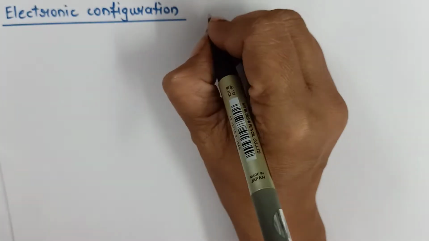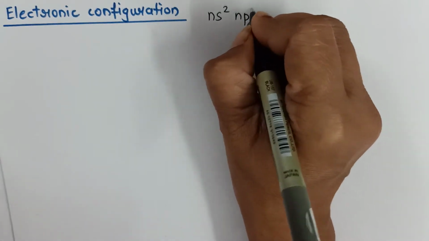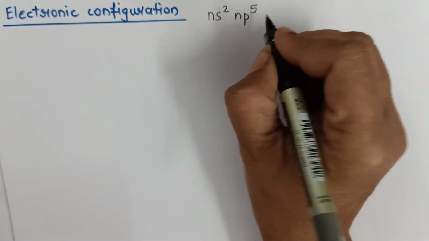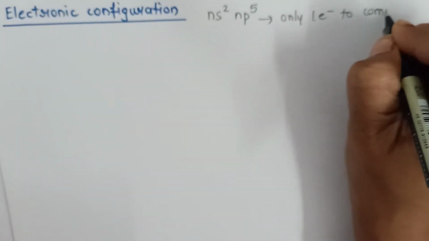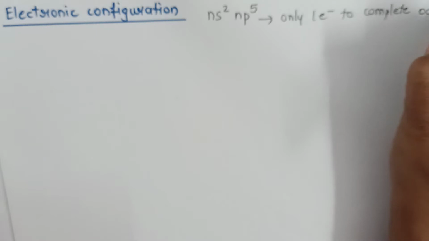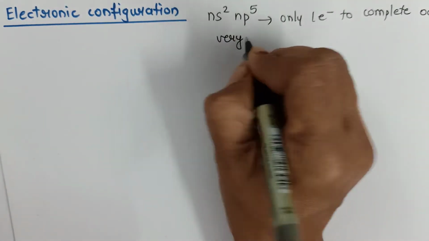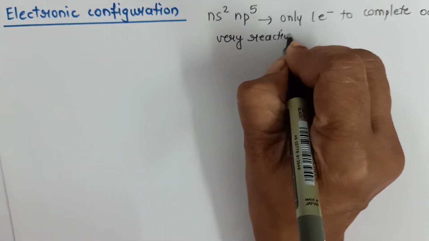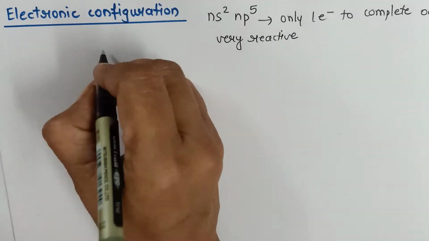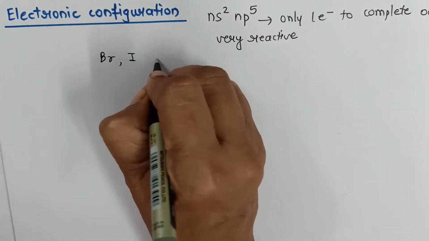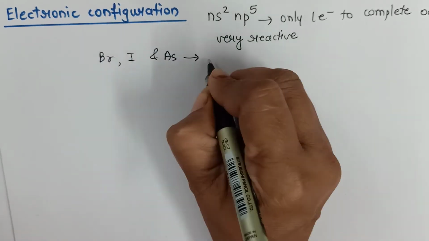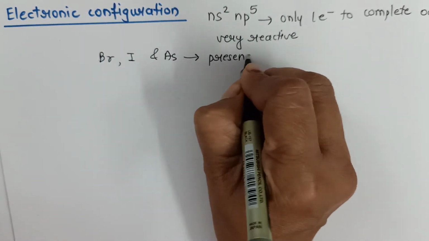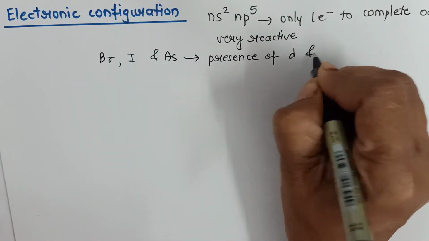Moving on to the properties of halogens. First one is electronic configuration. Just now we have seen the general electronic configuration is ns2np5. Requirement of only one electron to complete the octet makes them very reactive. The chemistry of bromine, iodine and astatine is very much affected due to the presence of d and f orbitals in them.